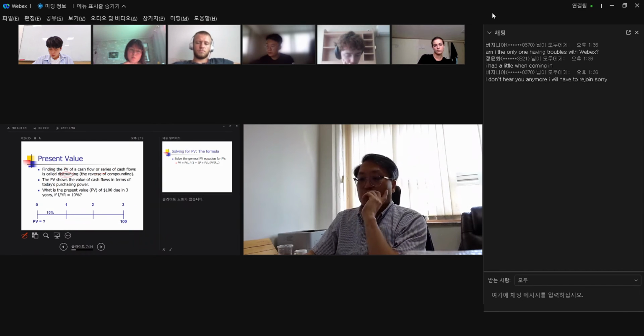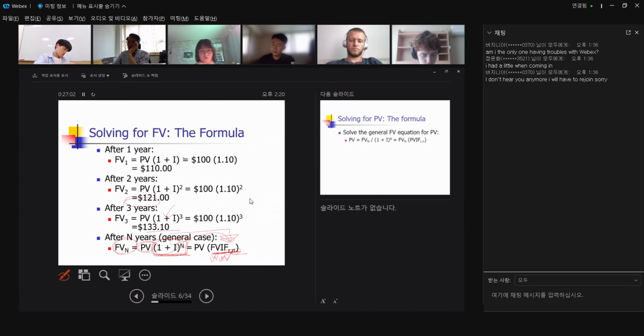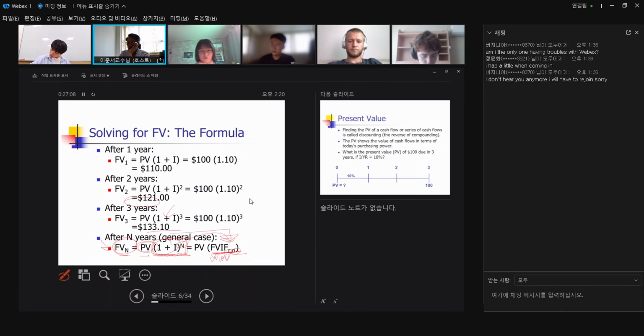So present value discount. The present value shows the value of cash flows in terms of today's purchasing power. For example, what is the present value of $100 due in 3 years if the interest rate is 10%? Then what is the base formula? Future value is equal to present value times 1 plus i to the power of n.